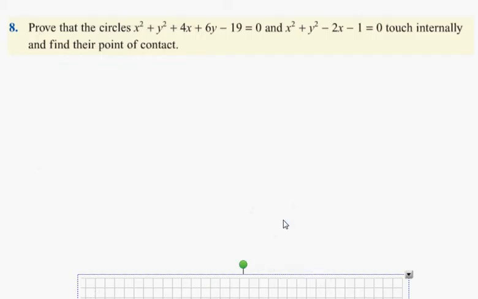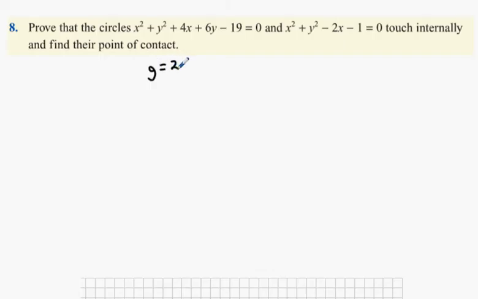Prove that the circles x squared plus y squared plus 4x plus 6y minus 19 and this other one touch internally and find their point of contact. Now, internally, let's find out what the difference is between external and internal. I'm just going to draw a quick diagram for you. We'll figure it out from there.